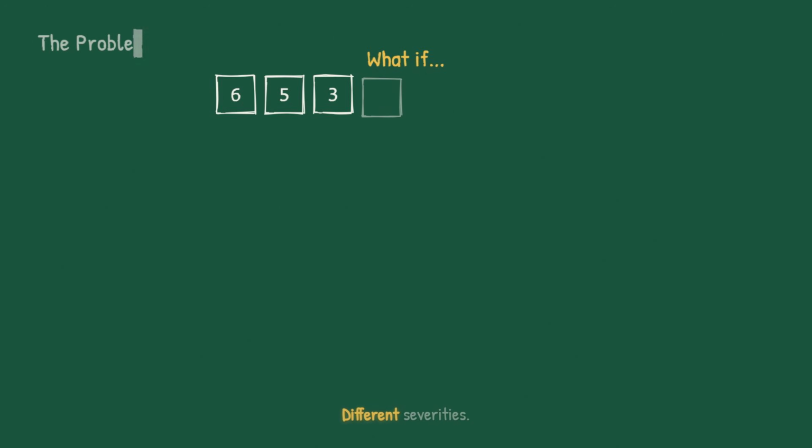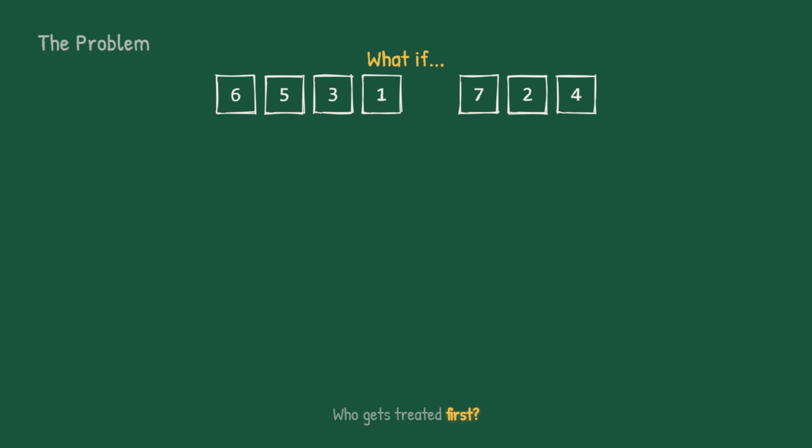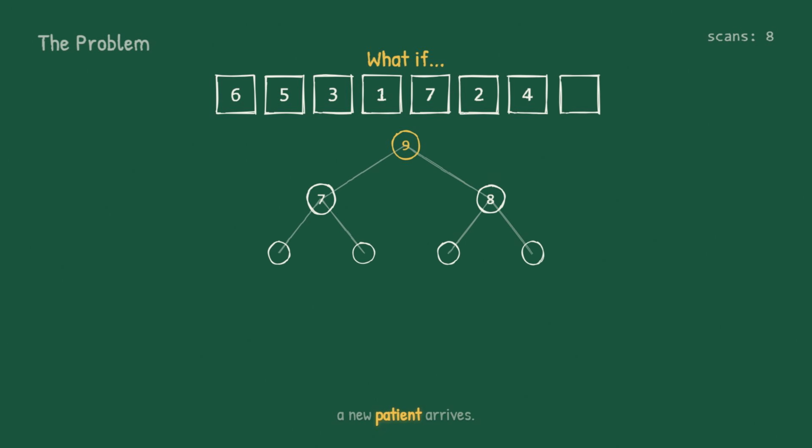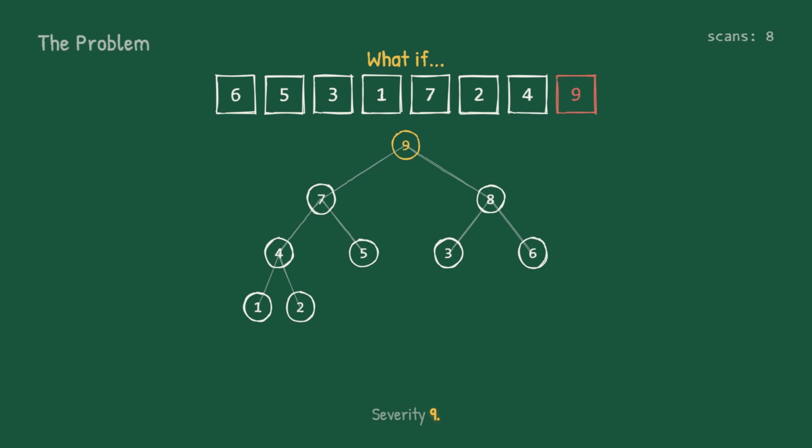8 patients, different severities. Who gets treated first? Scan every card. Compare. The sickest patient is severity 8, treated, gone. But now, a new patient arrives. Severity 9, critical. Who's next?